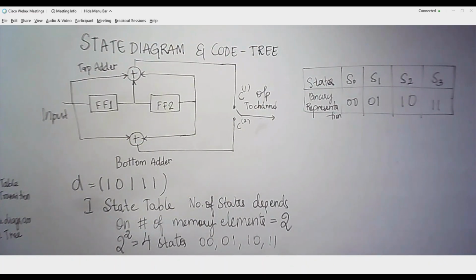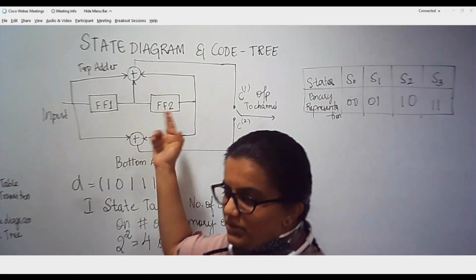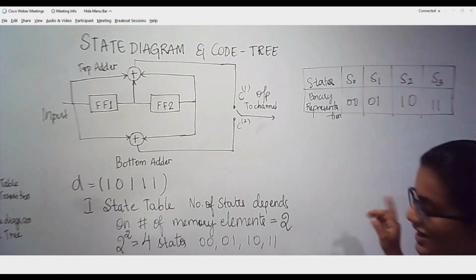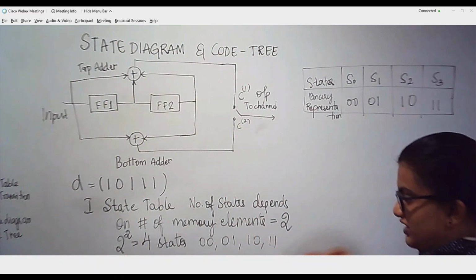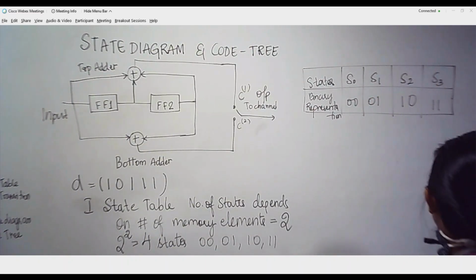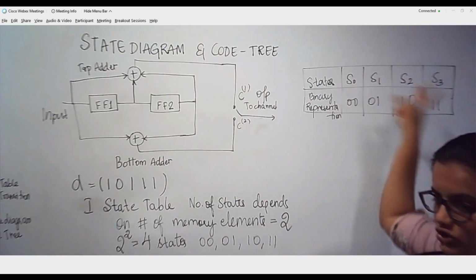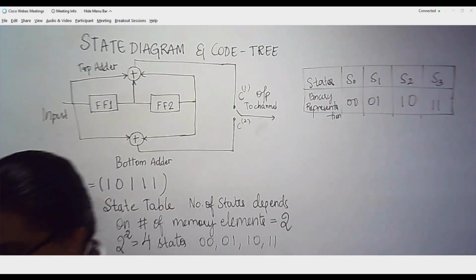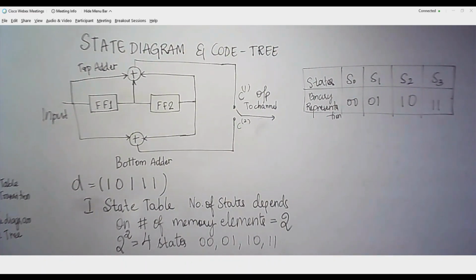If in case of a problem there are 3 flip-flops, then there will be totally 8 possible combinations over here. In such cases, you will have to extend this table from S0 to S7. Is this clear? Is this fine? Please say yes or no. Yes, ma'am. Okay, so we will consider the next part now.